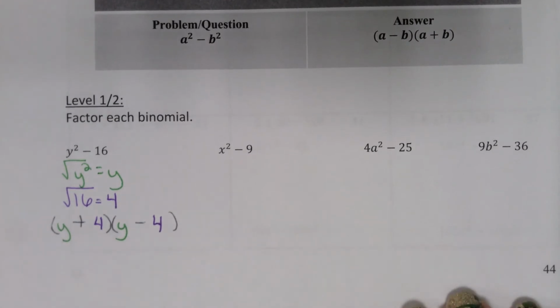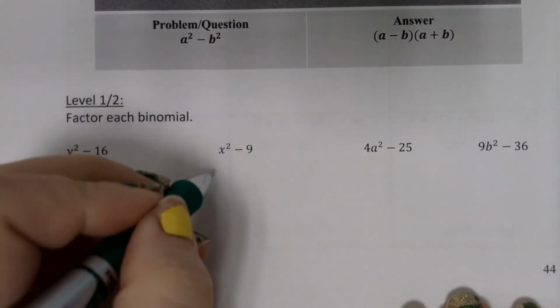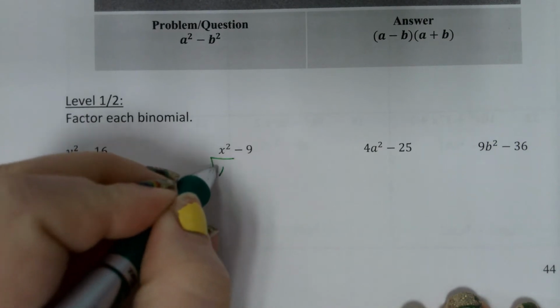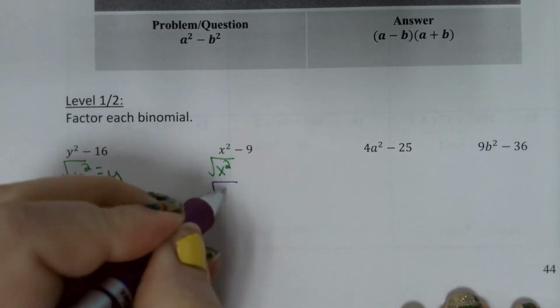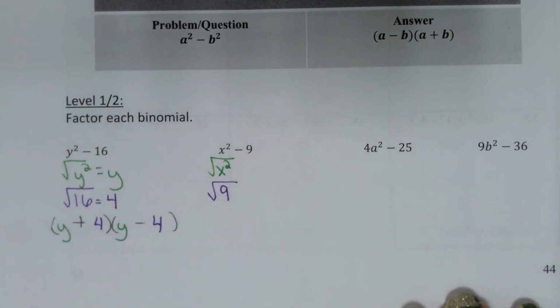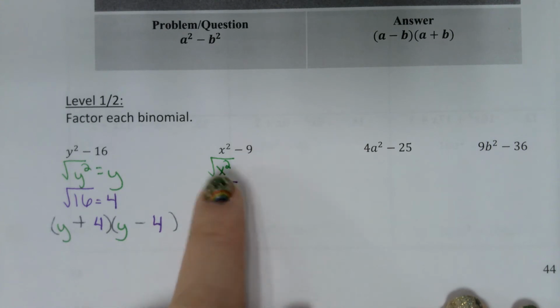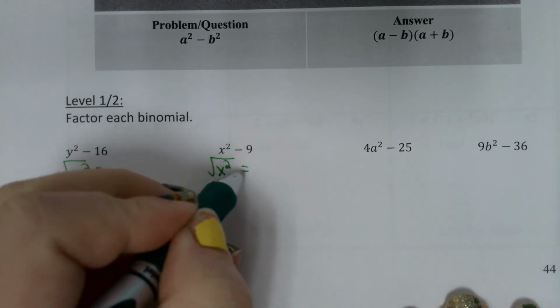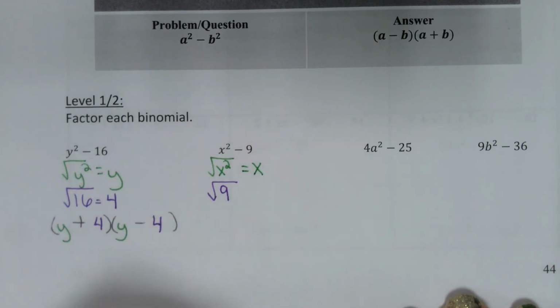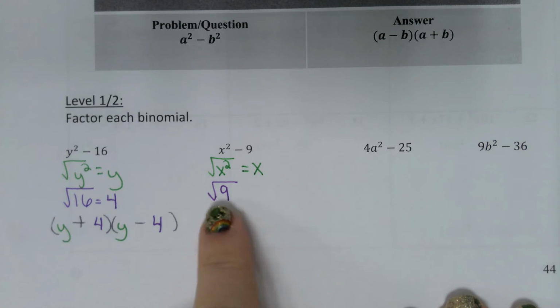Let's take a look at the second one. Our first term is x squared, so the square root of x squared. And our second term is 9, so the square root of 9. Now, when we are taking the square root of a variable, we are really just asking ourselves what times itself equals x squared. And the answer is x times itself is x squared. So the square root of x squared is just x. That's the same thing we're doing when we're doing the numbers as well.